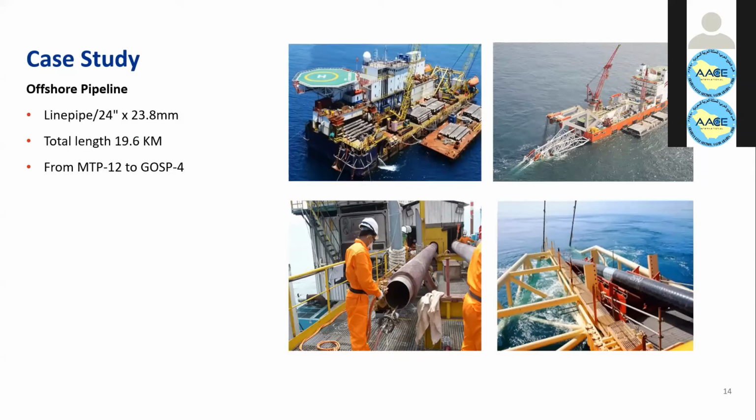Now we will start the technical part by discussing a case study for an offshore pipeline. Let's say our project scope is to install a subsea pipeline 24 inches in diameter and 23.8 mm in wall thickness, with a total length of 19.6 kilometers. It's going to be purely installed on the sea, offshore, from one offshore facility to another offshore facility. So all the construction activity is going to be held on the sea.